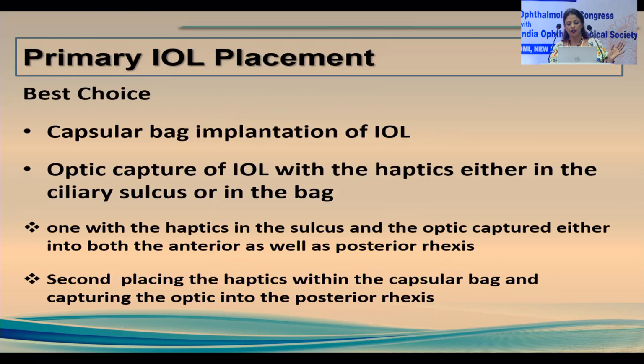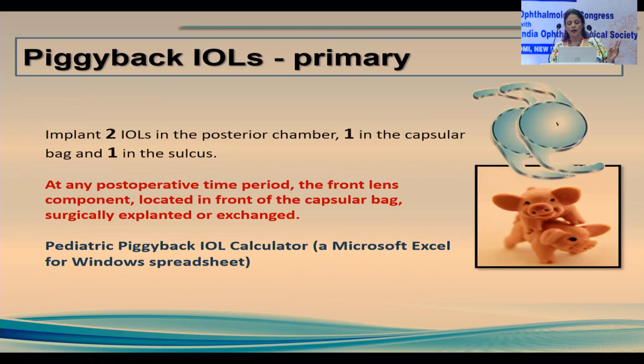And the best choice would be in-the-bag placement of IOLs and doing an optic capture of that. Piggyback is a choice in some cases, especially primary piggybacking, where you're placing one IOL in the capsular bag and one in the sulcus. The one in the capsular bag is the actual IOL power which you will calculate for emmetropia, without the undercorrection. And the one in the sulcus is the difference between the two, which you can remove at the appropriate age.